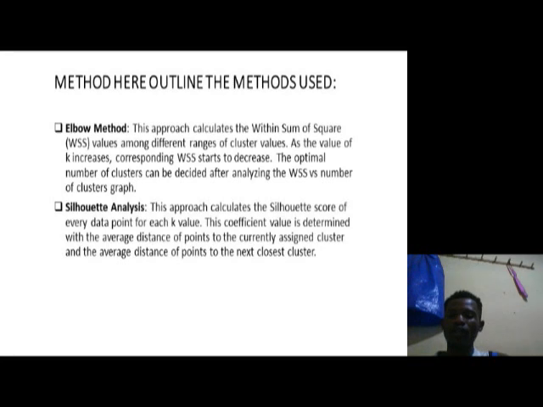Then we use the second method, silhouette analysis. We calculate the silhouette score of every data point for each k value. In the graph, the value of k which gives the maximum silhouette score is considered the optimal value.